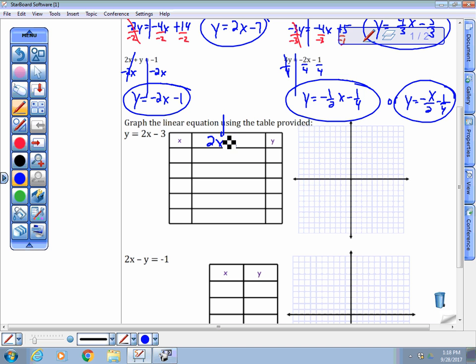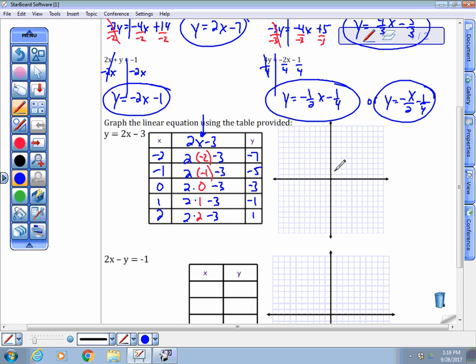So first one, we already have it equal to y, so we're going to have the 2x minus 3. In other words, I'm going to put numbers in for the x, and those numbers I'm usually going to use negative 2, negative 1, 0, 1, 2. So putting those numbers in there, it'll be 2 times negative 2 minus 3, which is negative 7. And then 2 times negative 1 minus 3, which is negative 5. Then 2 times 0 minus 3, which is negative 3. 2 times 1 minus 3, which is negative 1. And 2 times 2 minus 3, which is positive 1.